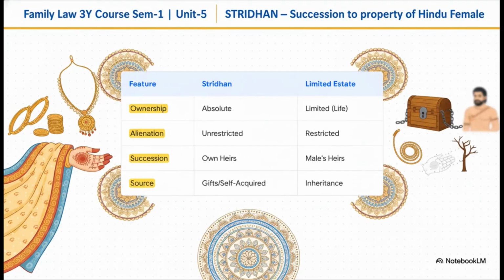Okay, so imagine a woman's property was sorted into 2 completely different categories. First, you had Stridhan. This was property she absolutely owned. She could sell it, gift it, do whatever she wanted, and it would pass to her own heirs. But then, you had the limited estate. Here, she was really more of a temporary caretaker than a true owner. Her powers were heavily restricted, and when she passed away, the property didn't go to her heirs, it went back to the original male owner's family line, to people called Reversioners.